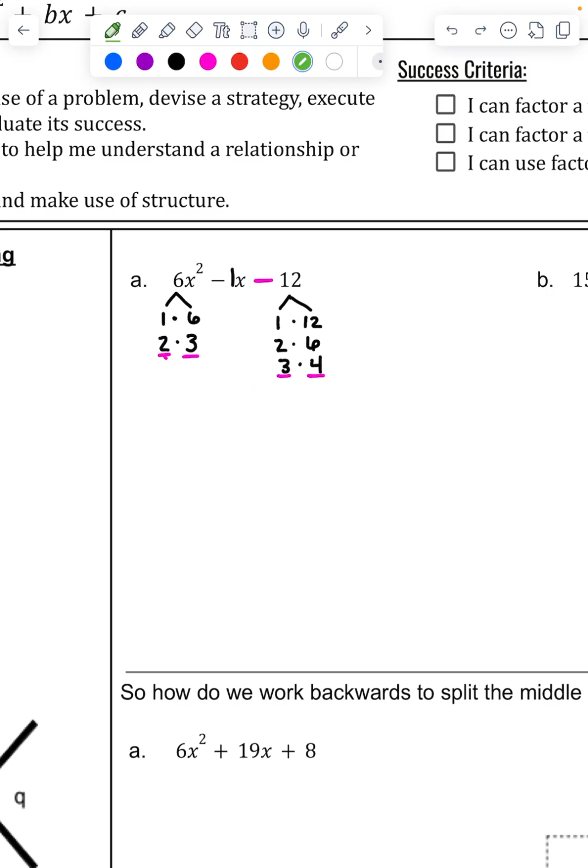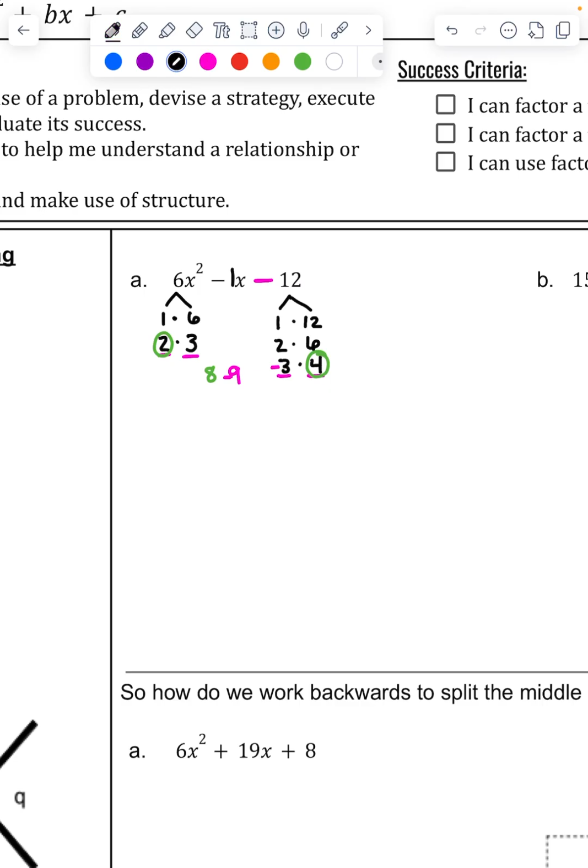So let's see, if I do 2 and 4, that gives me 8. 3 and 3 will give me 9. If I subtract those, I'll get -1. So that means I need my 9 to be negative. So I'm going to choose my, right, because I did the pink one, the negatives.